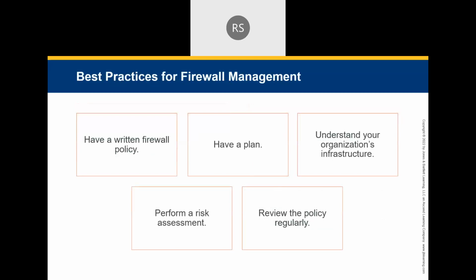First is to have a written firewall policy. So you want to develop a comprehensive firewall policy. It's going to outline the organization's security objectives, the acceptable use policies, and also the firewall configuration guidelines. Now, these policies should define the rules for traffic filtering, access control, and acceptable network behavior.